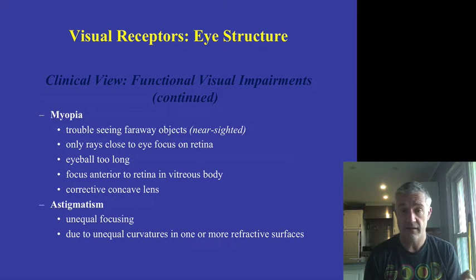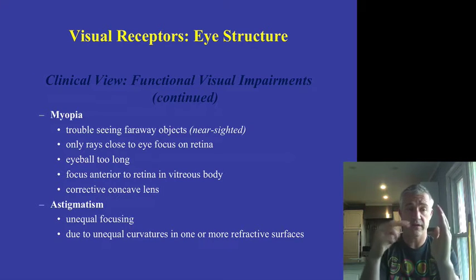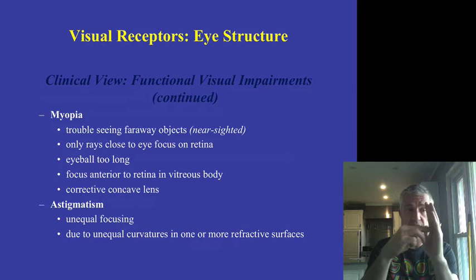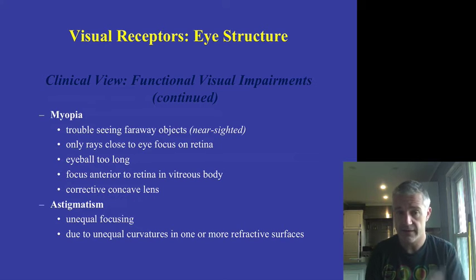Myopia is nearsightedness. The eyeball in this case is too long, so instead of the signal being focused right on the retina, it's actually focusing at a point in front of the retina. So by the time the light's hitting here, it's out of focus. Again, corrective lenses can fix this.